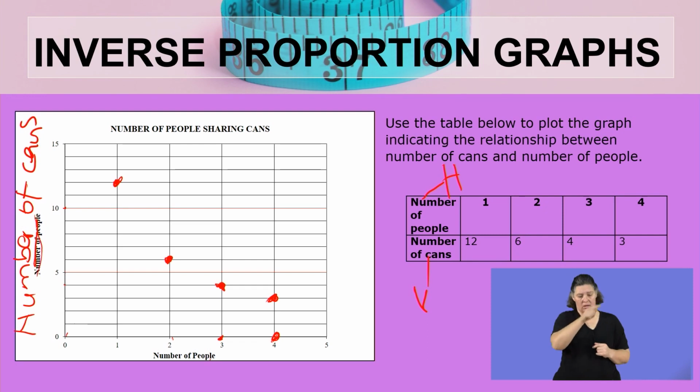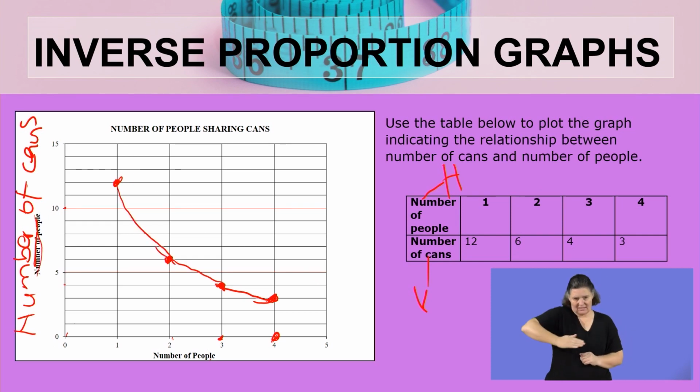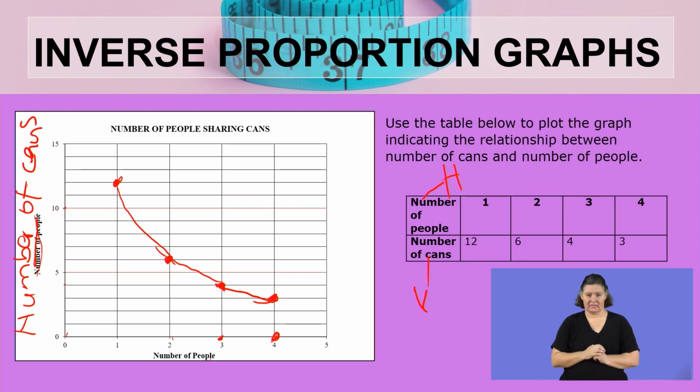Now, let us join these points. As we join the points, I hope you can see that this is no longer a straight line now. It is becoming a curve. So this is the graph that we need to draw. And remember, once you see that as number of people increases, the number of cans decreases, you must remember your graph is going to be a curve.